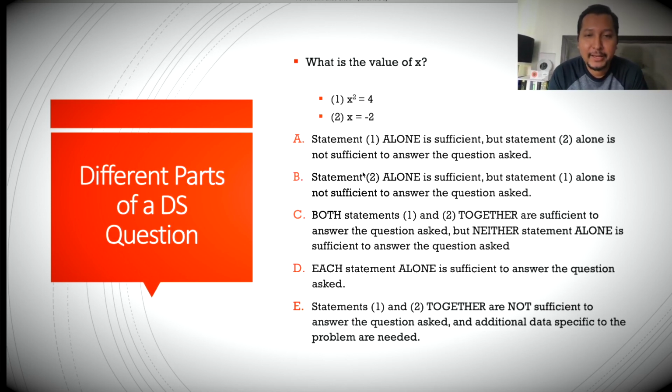However, if we came to a situation where we need both 1 and 2, we would choose C, or if we see we don't have enough information, we would choose E.